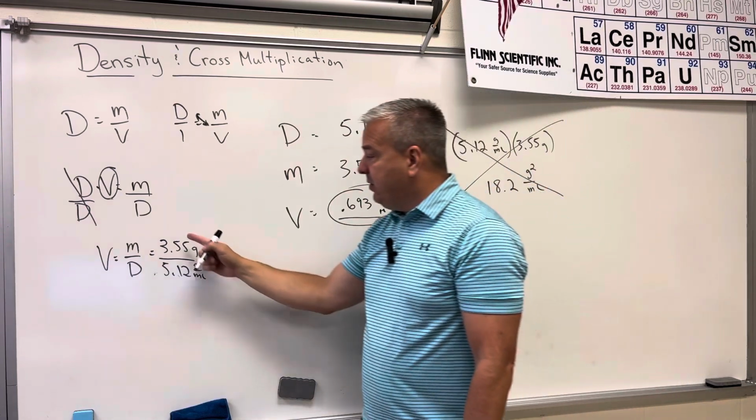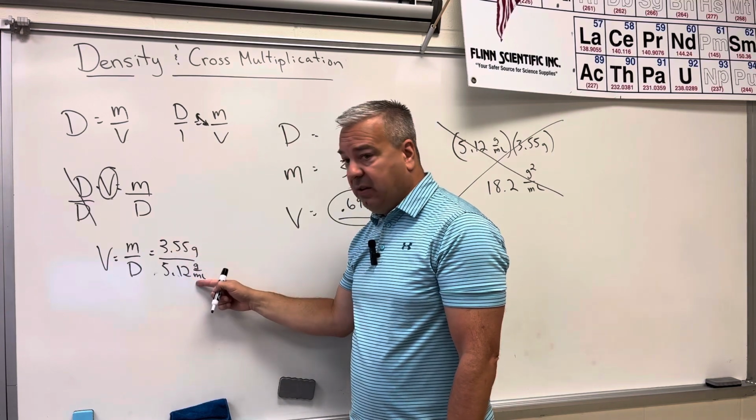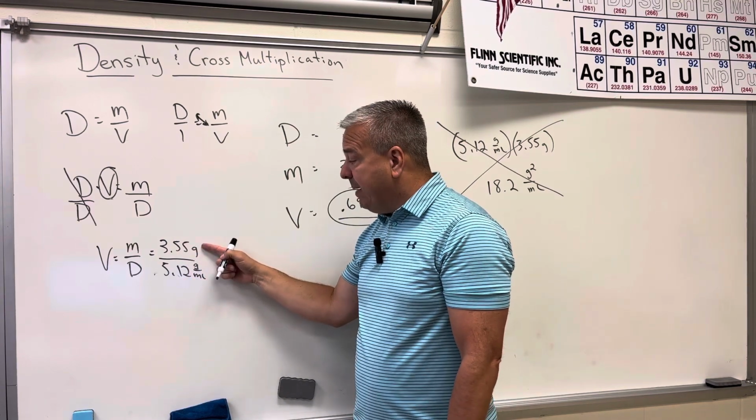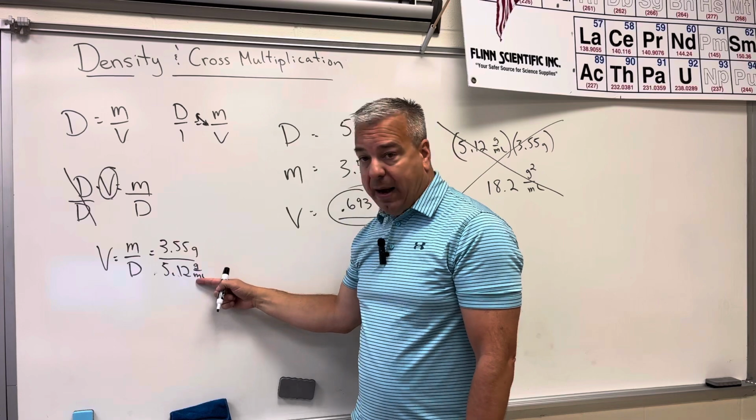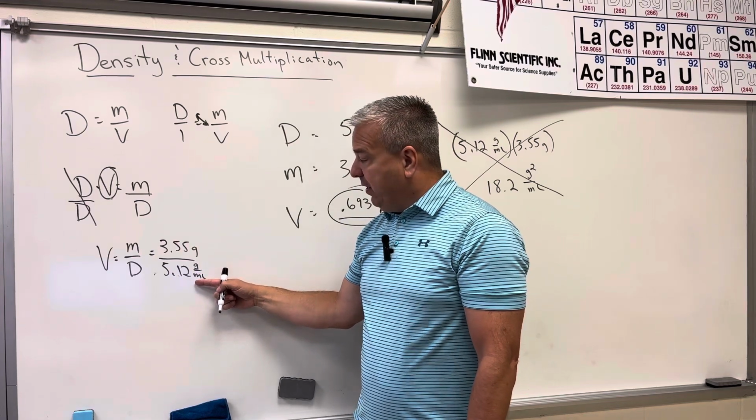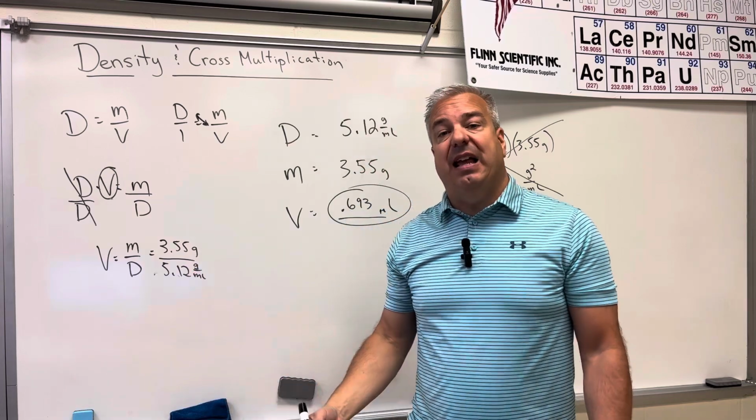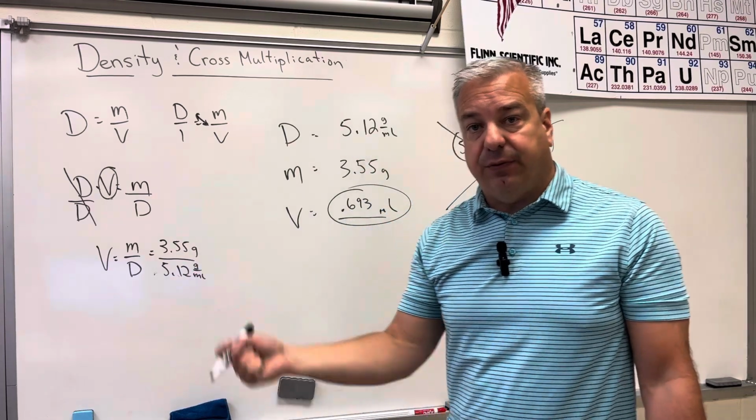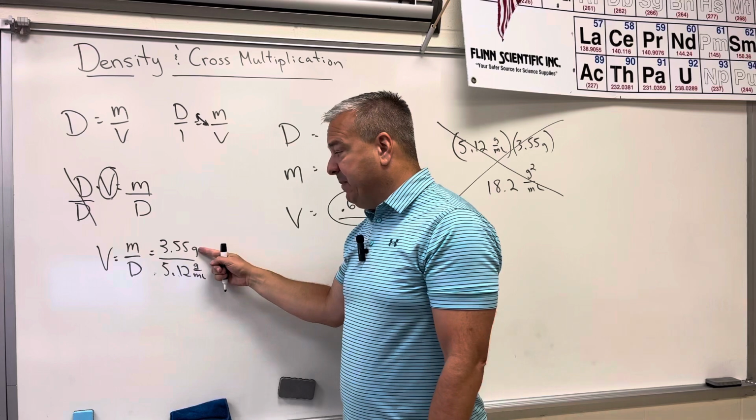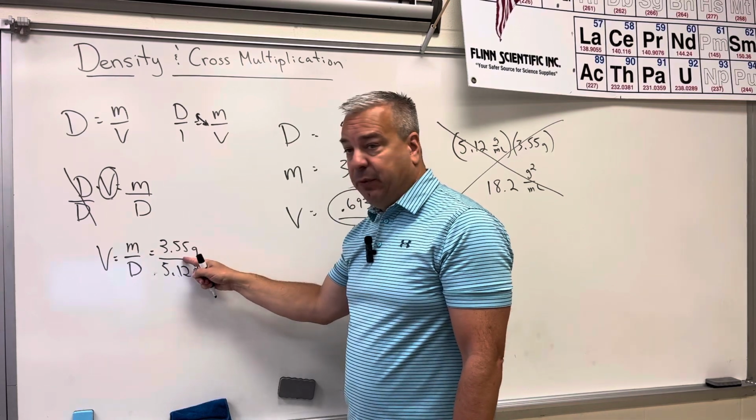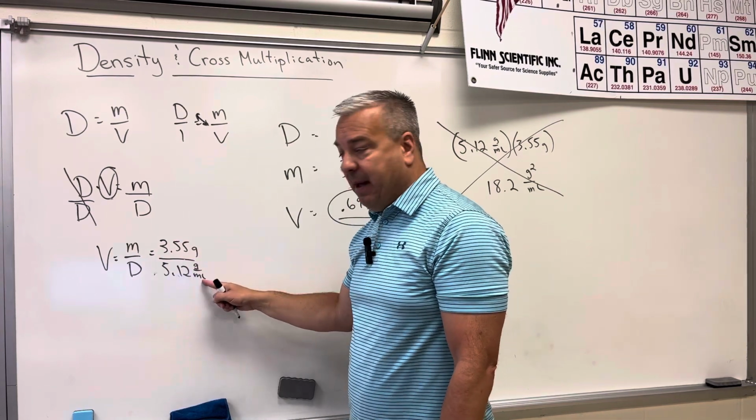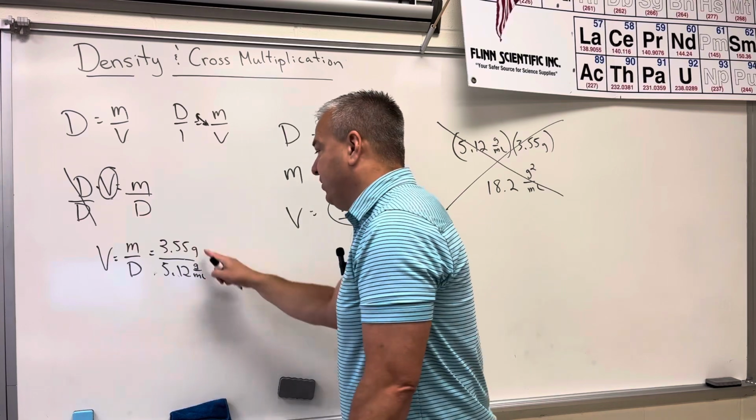Well, whatever I do to the numbers, I have to do to the units. Okay, so I have to take grams and divide it by grams per milliliter. Well, if you know anything about dividing fractions within fractions, there's this saying that's called keep, change, flip. So I'm going to keep these units. I'm going to change this from division to multiplication, and I'm going to flip the units. Okay, so let's go ahead and do that.